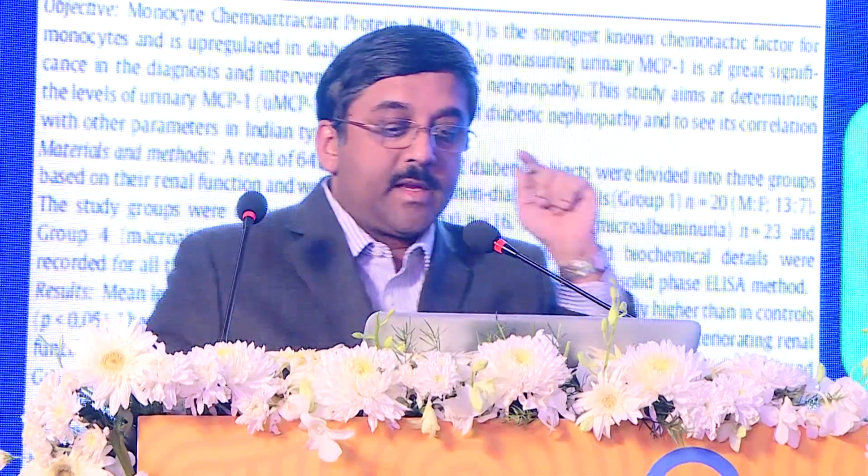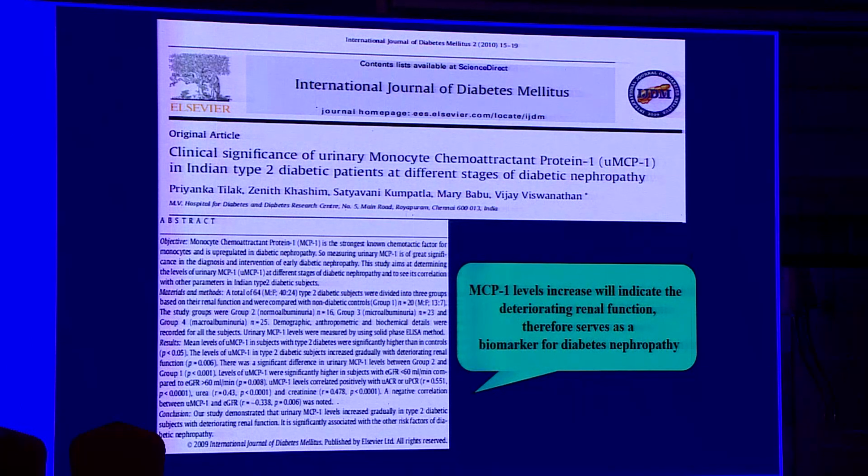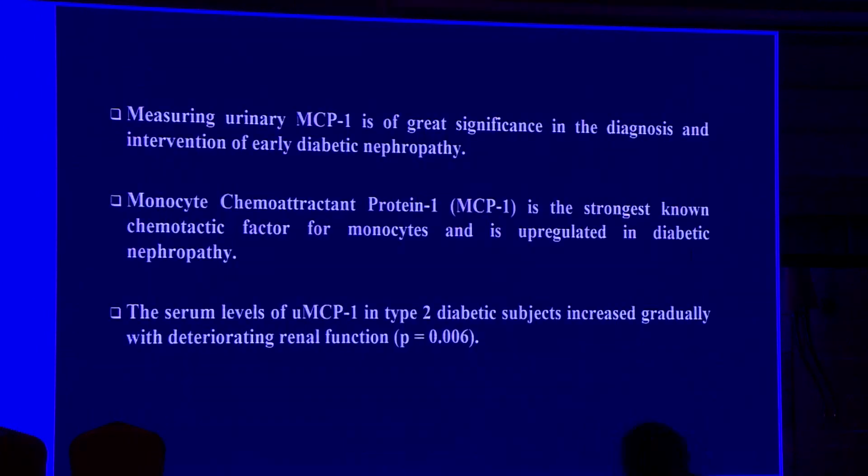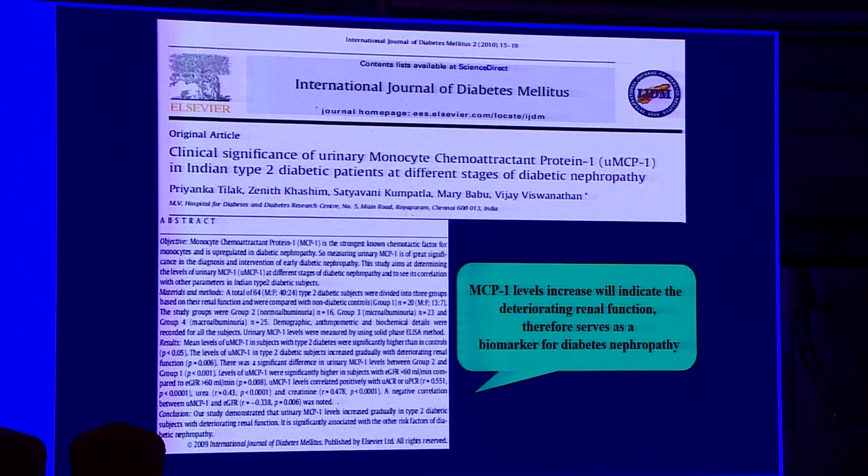Next, another PhD student, Priyanka Tilak from Mumbai, a type 1 diabetic who did her PhD in diabetic nephropathy, looked at the MCP. The MCP is not male chauvinistic pig, which we use in common language. MCP is a very important, strong chemotactic factor for monocytes and is upregulated in diabetic nephropathy. The second line you can see. Therefore, we measured the urinary MCP1 and we found in this particular study that as the eGFR fell, the urinary MCP level expression was more.